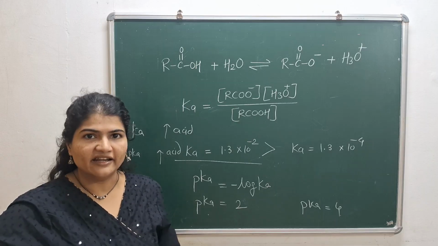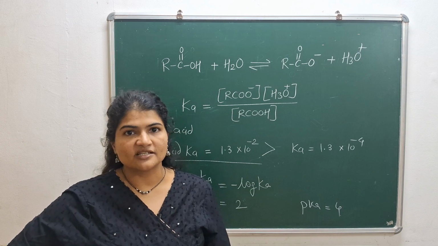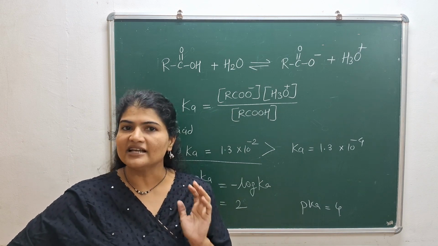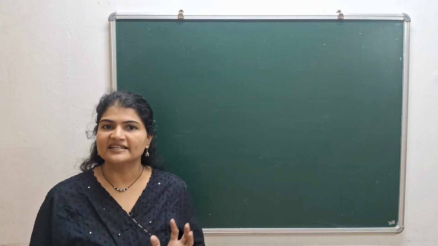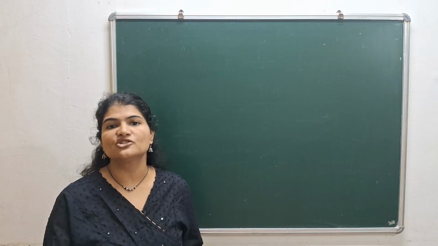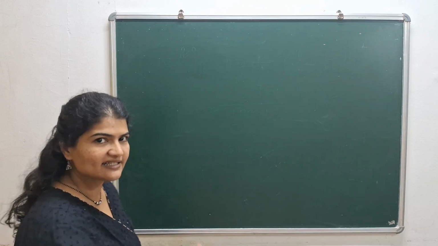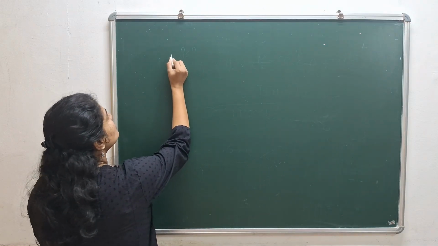Now moving ahead, let us discuss what is the effect of substituents on the acidity of carboxylic acids. Basically, the acidity of a carboxylic acid is determined by the substituents placed on the alpha carbon of the carboxylic acid. Let's understand.